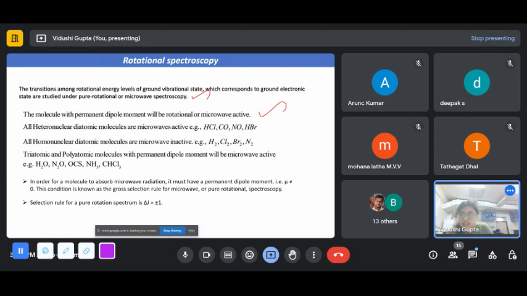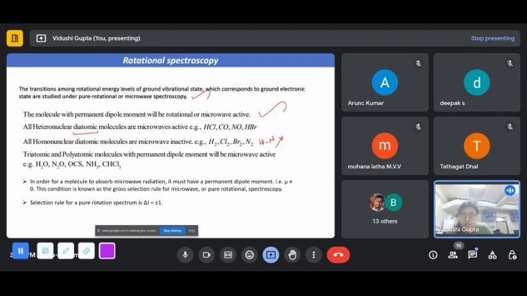Let's consider heteronuclear diatomic molecules. Diatomic means two atoms, like HCl, which consists of two atoms. Heteronuclear means different nuclei, like this is hydrogen and this is Cl. So these are all microwave active as there is a dipole moment, like in HCl, CO and HBr. While in homonuclear, homo means same, like in H2, there will be no permanent dipole, so they are not microwave active, or you can say they are not rotational active.